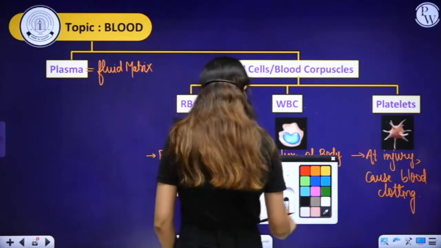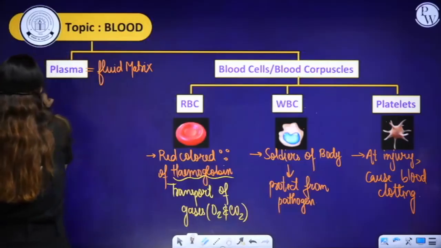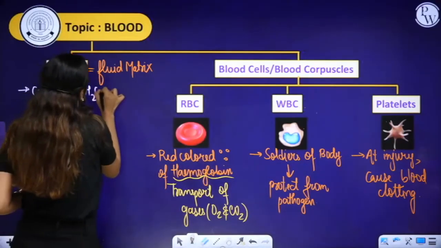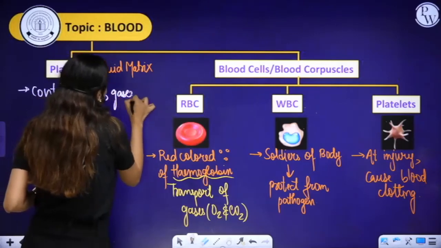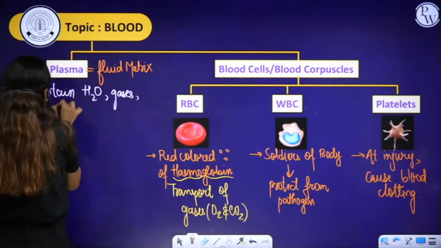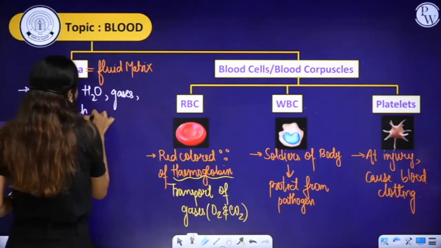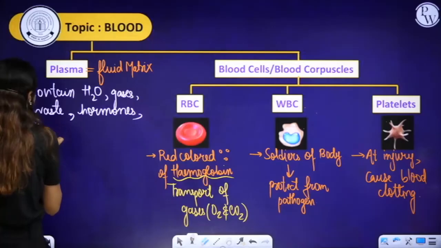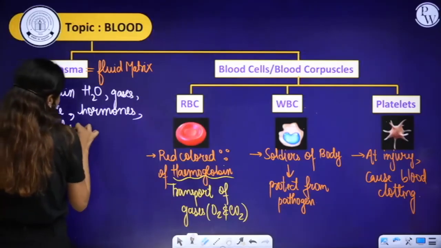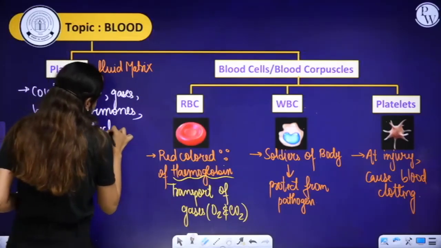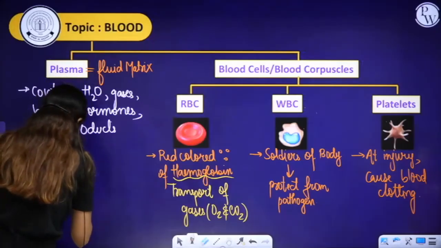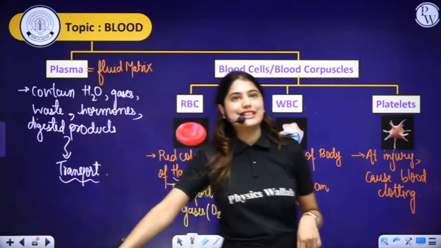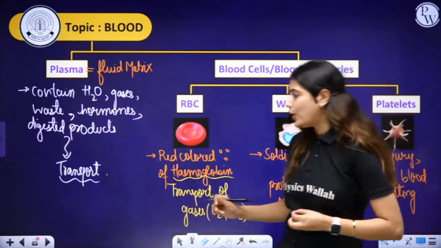So we can say it will contain water, gases, waste, hormones, digested products, and hence they will transport. It helps in the transport of these substances from one part of the body to another.